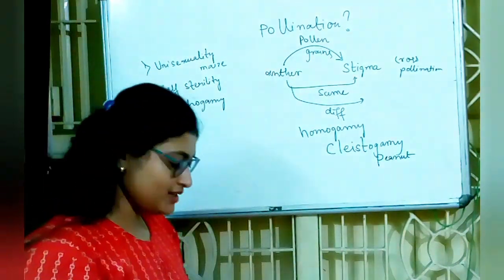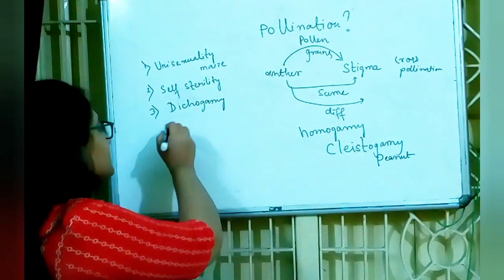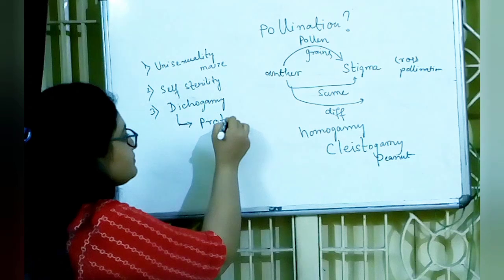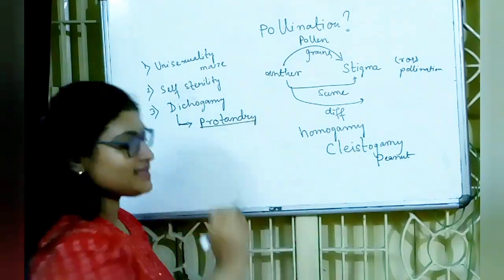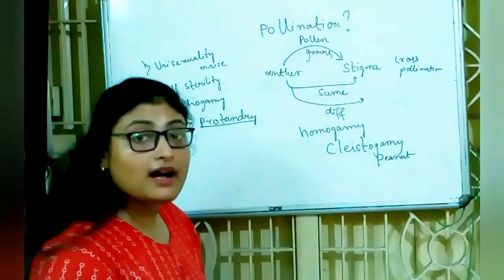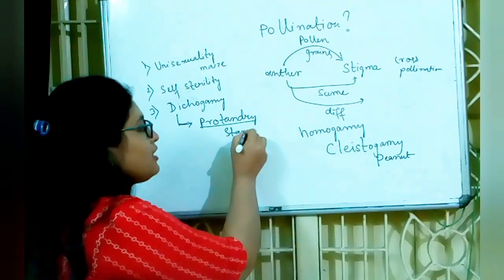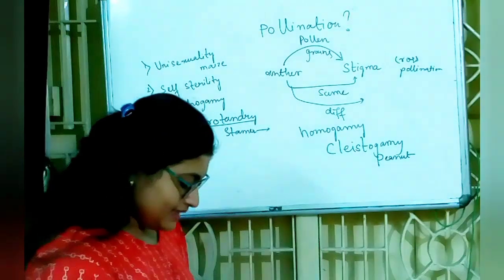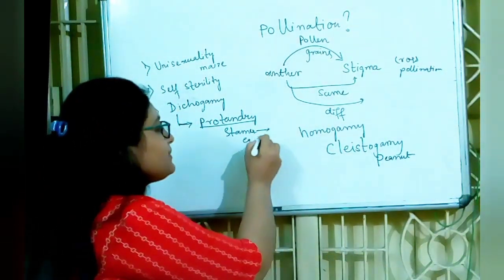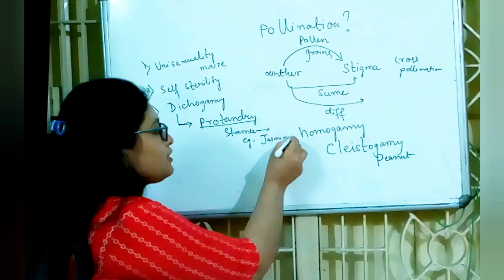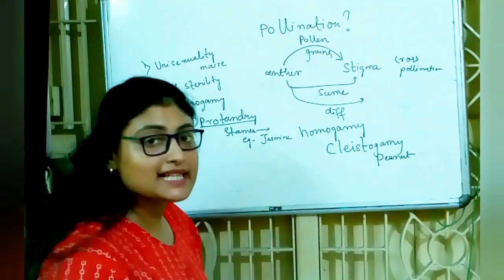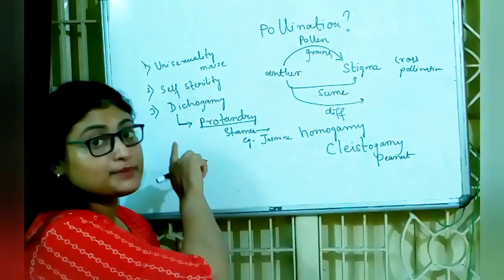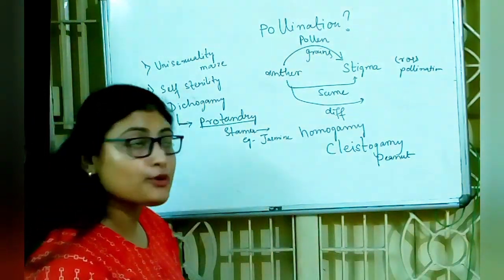Now here two subcategories are present. One is protandry. Now what happens in this subcategory? The stamens mature earlier. Stamen matures earlier. Okay? Then the stigma. What is the example? Jasmine. Okay? So in the jasmine, the male part matures first. Then the female part. So this kind of adaptation is known as protandry.